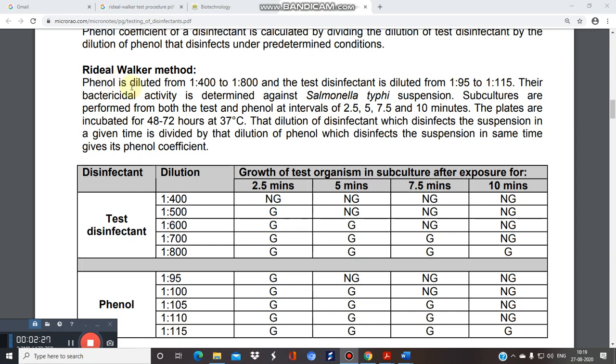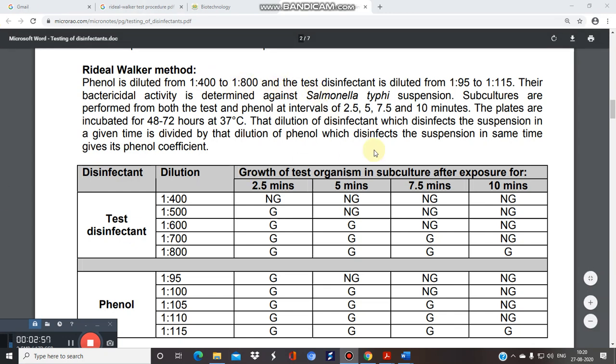First of all, we have to take phenol, because we have to use phenol as a standard. But we have to make a dilution of the phenol as well as the test disinfectant. Suppose you have prepared a disinfectant in your laboratory. You have to dilute it for this particular test, the Riddle-Walker test. Suppose phenol is diluted 1:400 to 1:800 times.